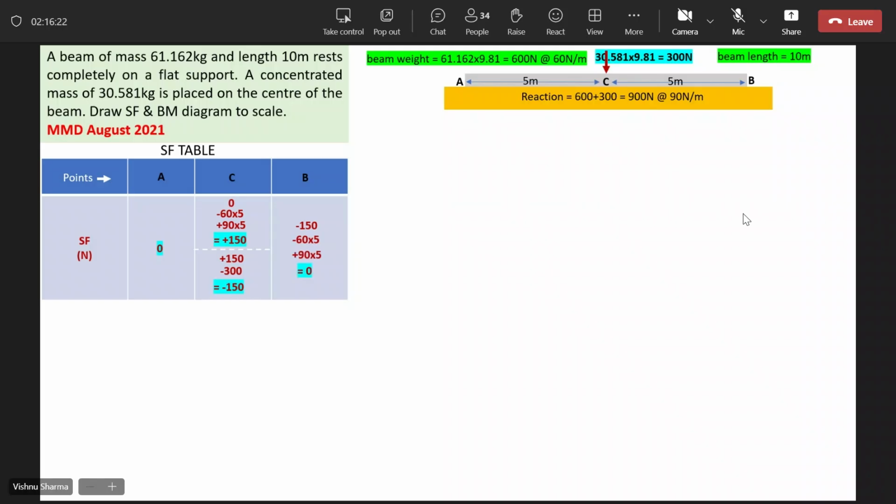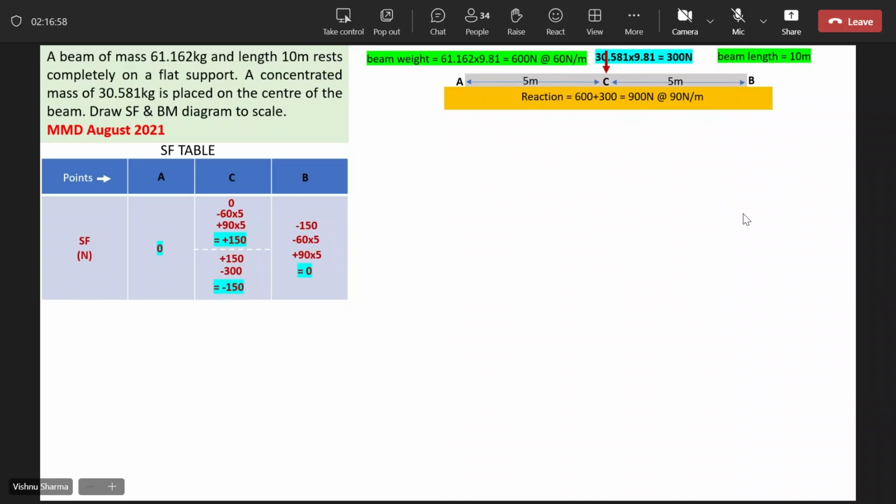Are these the shearing force values you got? Yes or no? Yes, sir. Ali, did you get these or you messed up somewhere? No, no, no, sir. I got it. Okay, very good. Samir, how about you? Did you get these values? Yes, sir. Got it, sir. Okay.